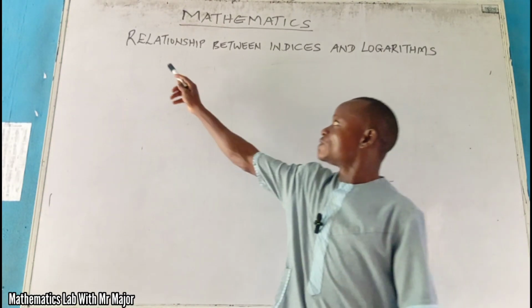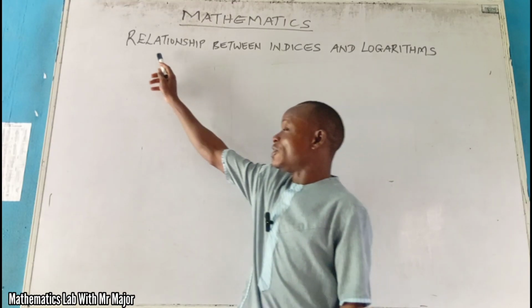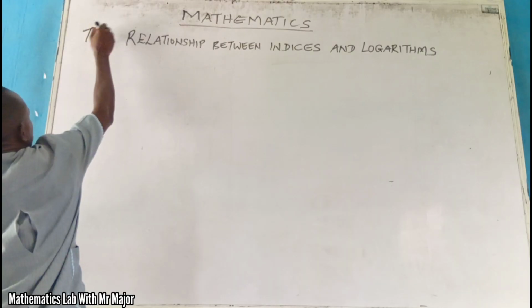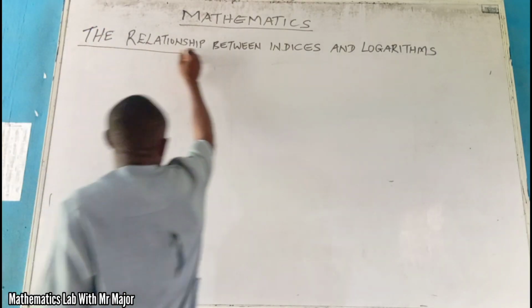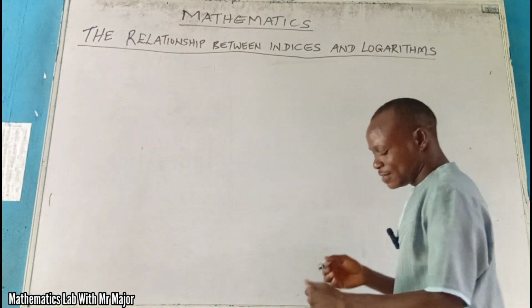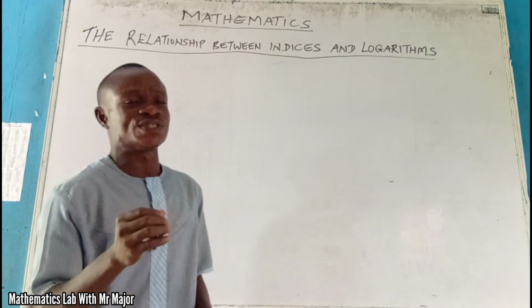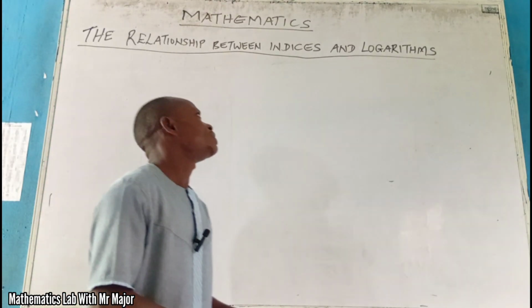Today we'll be looking at lesson 3, and the topic is the relationship between indices and logarithm. We have talked about indices in our lesson 1 and lesson 2.